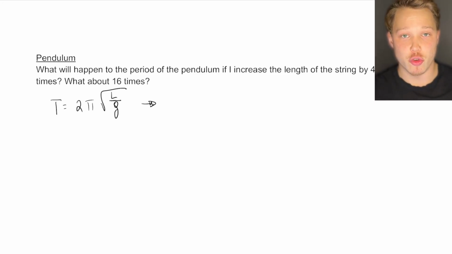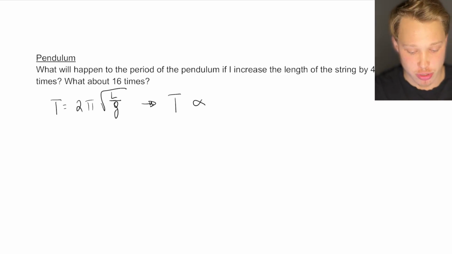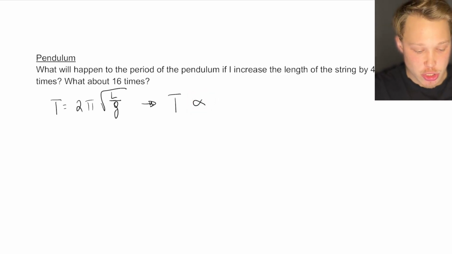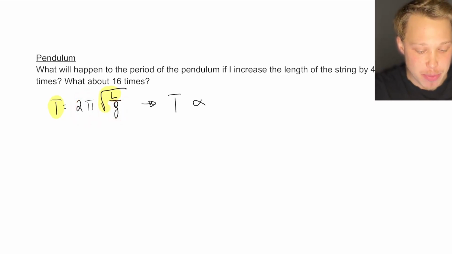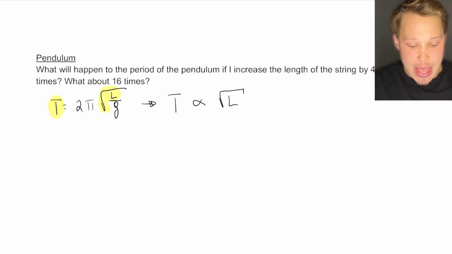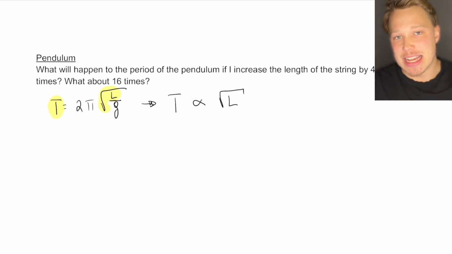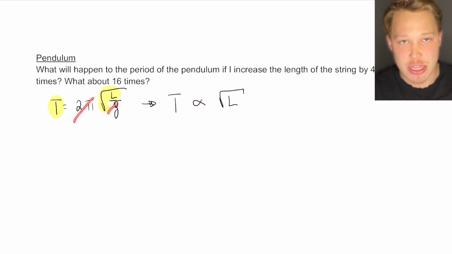What I recommend you do is rewrite this equation and write that the period of the pendulum is proportional. This is a proportionality sign. It allows me to write down just the 2 variables that I want to analyze, if I keep everything else the same. Because 2 pi is a constant and g is a constant as well, period is related to the square root of length. Again, this sign means it's not exactly equal to, but it's related to the square root of length. So I'm dropping all the other constants.